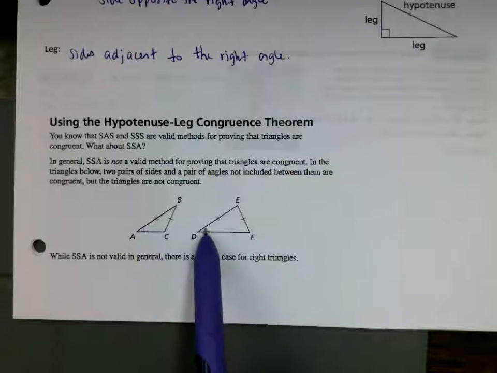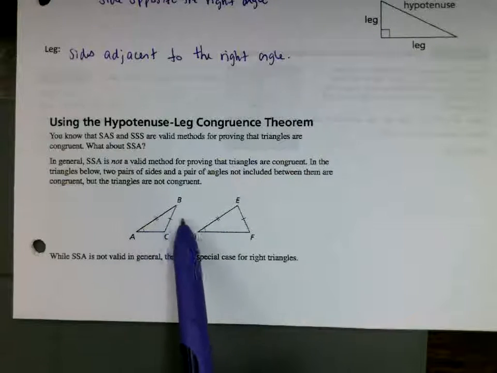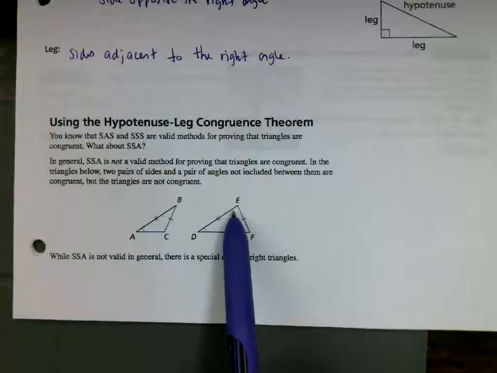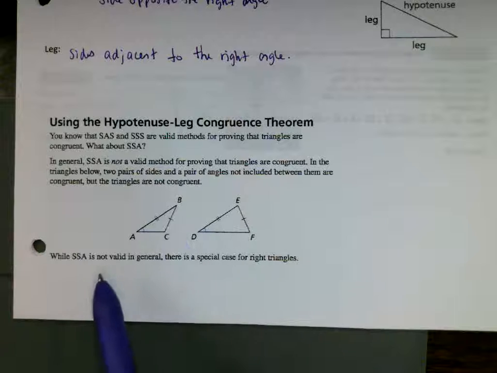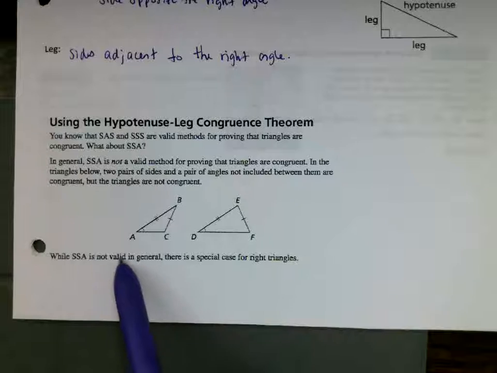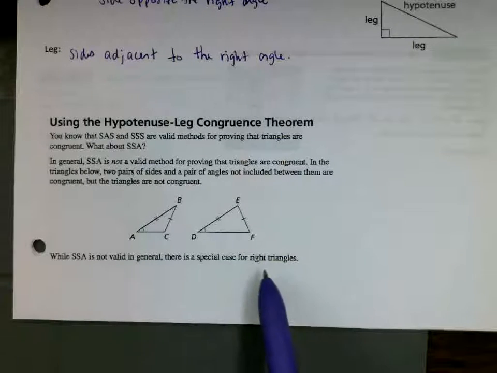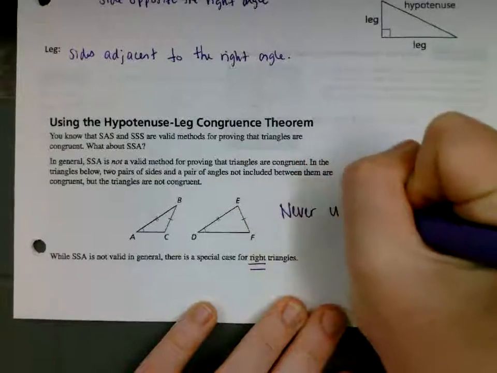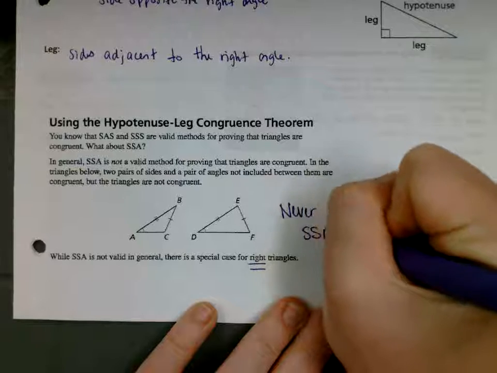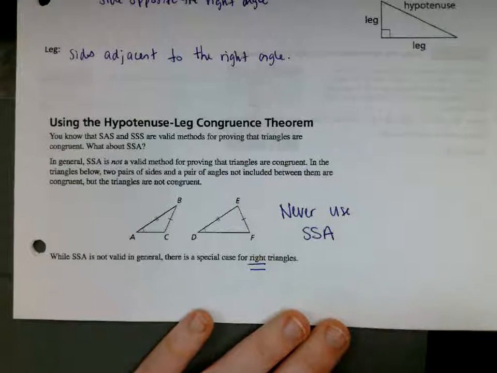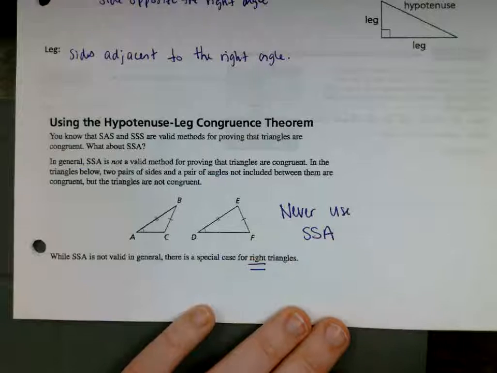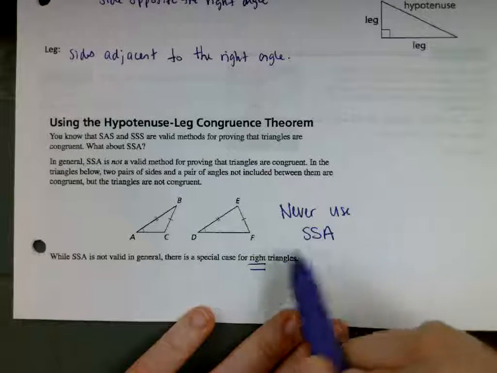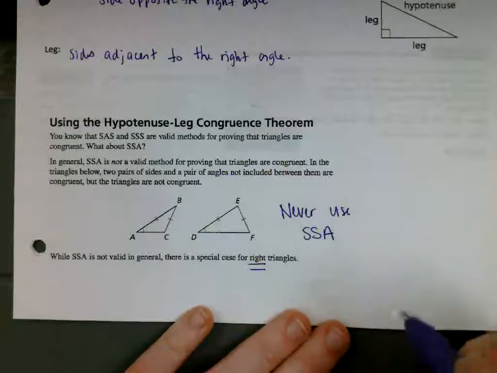So you can see that this angle is the same here, okay, and this side is the same here, and this side is the same, but whenever you change these angle measures here, okay, that changes the shape of the figure. Okay, so those triangles are not congruent. So while side-side angle is not valid in general, there is a special case for right triangles. Okay, so you will never use side-side angle or angle side-side. Okay, same thing. I should never see this forwards or backwards written on your paper, ever.